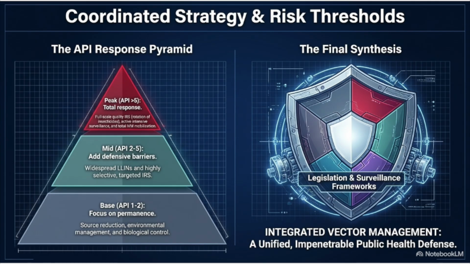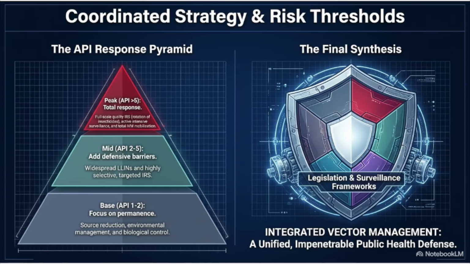All of this comes together in a coordinated strategy guided by risk thresholds, often visualized as a response pyramid based on the Aedes aegypti index or API. At the base level, with an API of 1 to 2, the focus is on permanence through source reduction, environmental management, and biological control. At the mid level, with an API of 2 to 5, defensive barriers are added through widespread, long-lasting insecticidal nets and highly selective targeted indoor residual spraying.